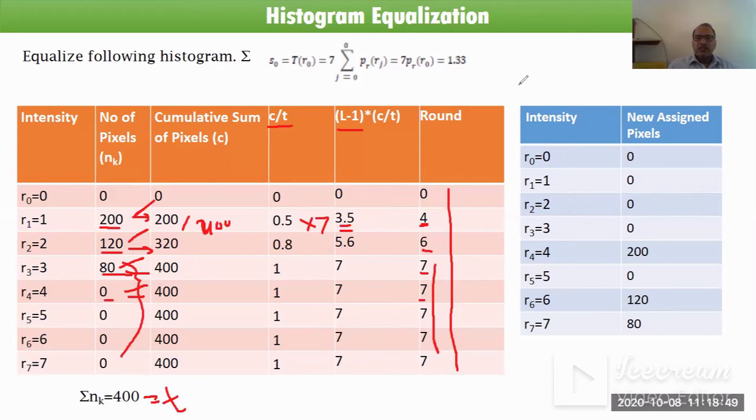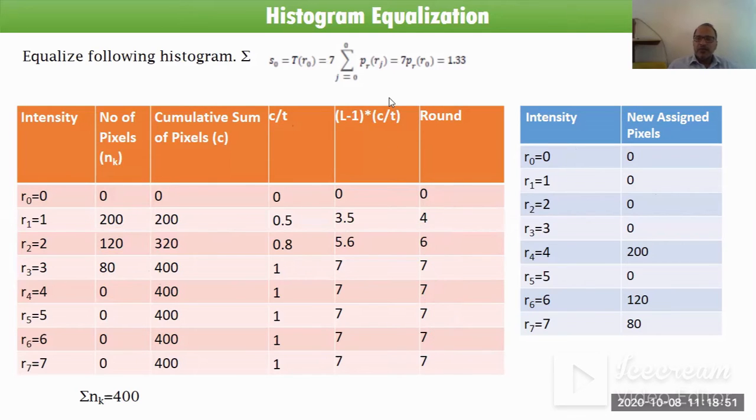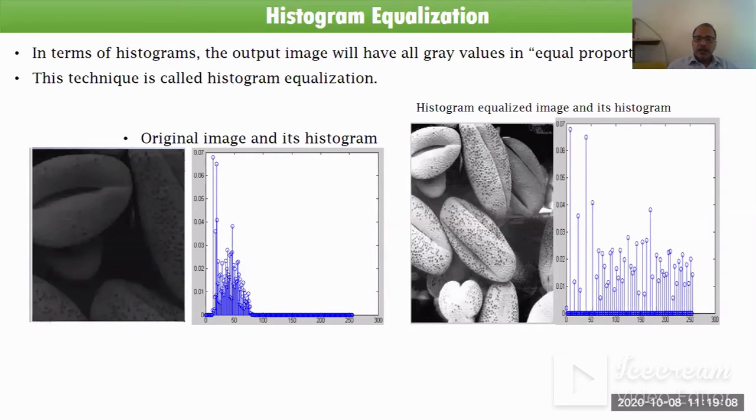This histogram equalization technique is very important for exam purposes. The next point is histogram specification or histogram matching, and in that also we require histogram equalization. Now see, in histogram equalization, in terms of the histogram, the output image will have all the gray values in equal proportion. This technique is called histogram equalization.